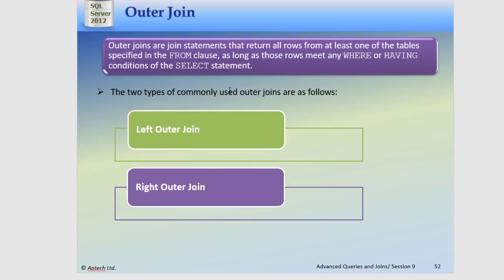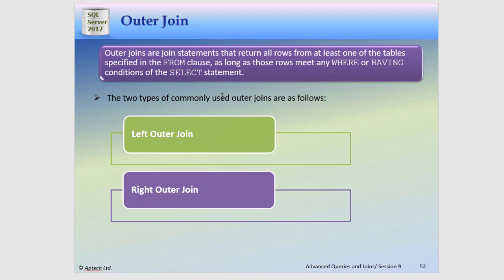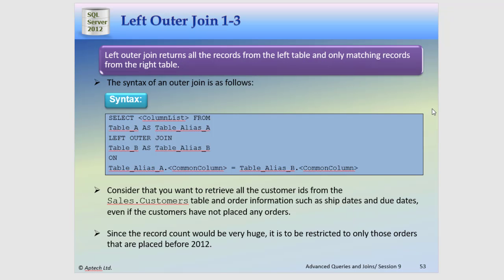Now we have the outer join. Now outer joins are join statements that return all rows from at least one of the tables specified in the from clause, as long as those rows meet any where or having condition of the select statement. The two types of commonly used outer joins are given below. We have the left outer join and the right outer join. We start by looking at the left outer join. Now, the left outer join returns all the records from the left table and only matching records from the right table. The syntax of an outer join is given below.